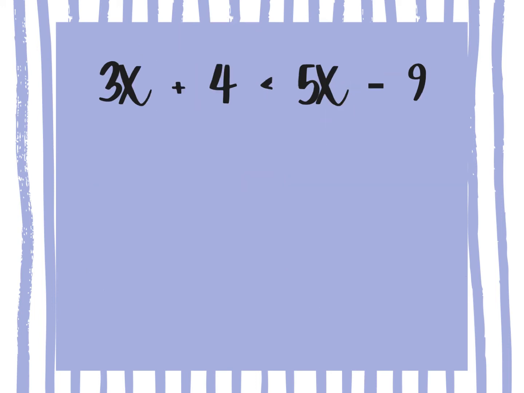This example may look a little bit easier because it doesn't have parentheses, no distributing, but it does have variables on both sides of that less than symbol. So let's go ahead and take a look.